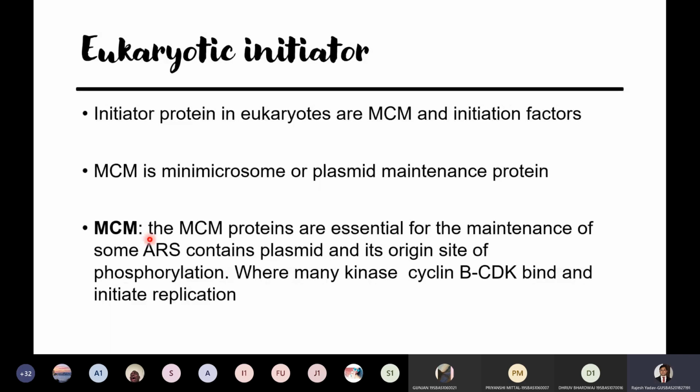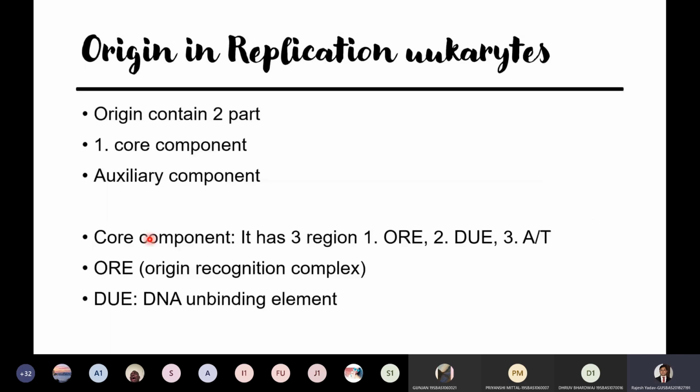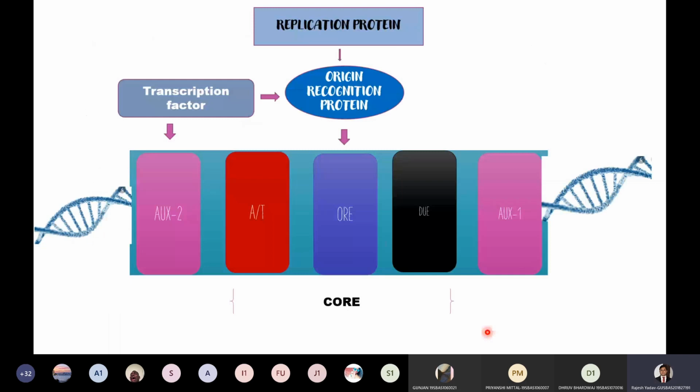Origin of replication starts from a specific type of sequence that is called the origin. So in eukaryotes, the origin is made up of two components, the core component and the auxiliary component. The core component has three regions: the origin recognition element, the DNA unwinding element, and the AT region. This is the core region, and these two are the auxiliary components. So this makes up the origin in eukaryotes.